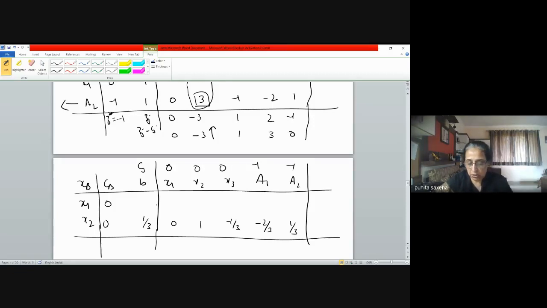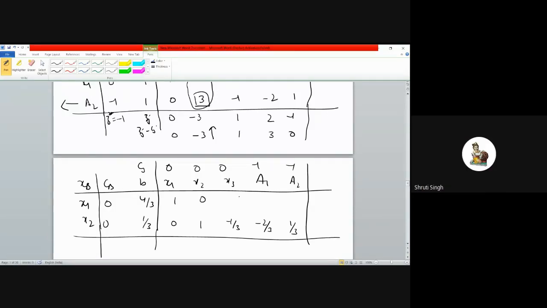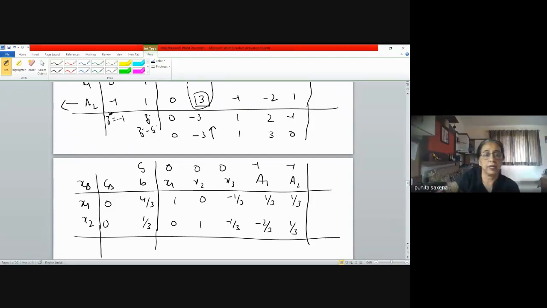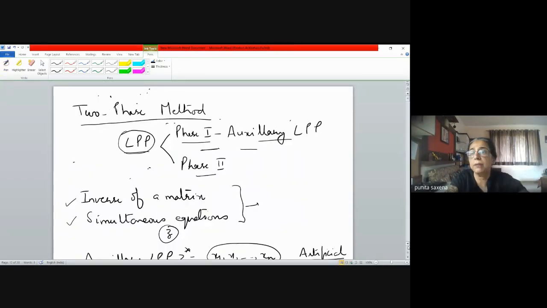Now we are changing R2 to R2 plus R1, right? Yes, ma'am. So what becomes here? 1, is it 4 by 3? Yeah. 1, 0, 0, minus 1 by 3, 1 by 3, 1 by 3, 1 by 3, 1 by 3. Right. So your Z star is 0.